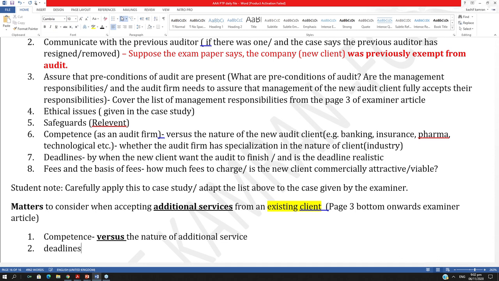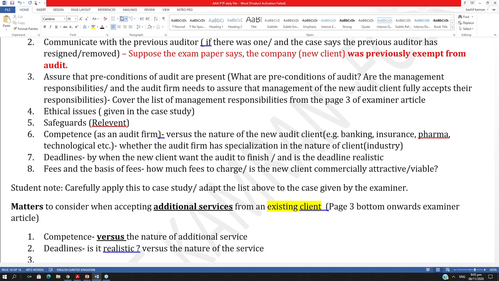With the competence, you look at the deadline. Is it realistic? What is the deadline of the additional service? Just like the point above, is the deadline realistic versus the nature of the service? Because if the service is very complex, like forensic or due diligence, and the deadline is very strict with very few days to complete it, will it compromise the quality? If the deadline is unrealistic, will it compromise the quality of the service performed? So will you be taking on an additional service if the deadlines are unrealistic?